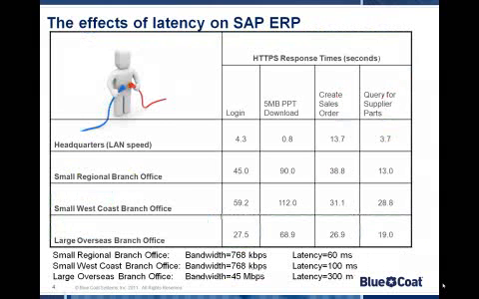On the left side, you can see the locations we just talked about, and the columns are typical activities you might actually do in those offices. Now at headquarters, logging into SAP is 4.3 seconds. In my small regional branch office, it can take 45 seconds. A West Coast branch office, just under a minute. And it gets worse. Imagine pulling down a 5 megabyte PowerPoint. Under a second locally, close to 2 minutes in my branch office.